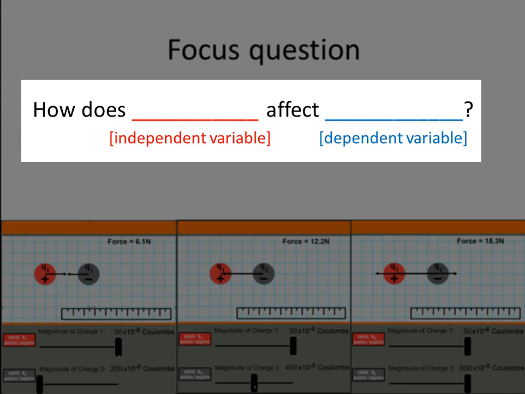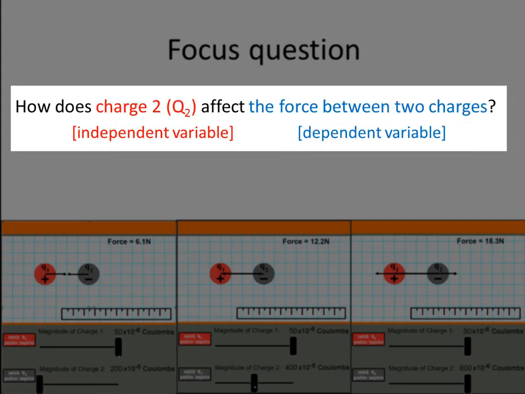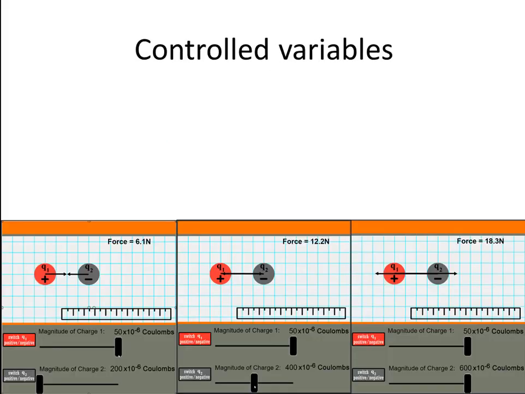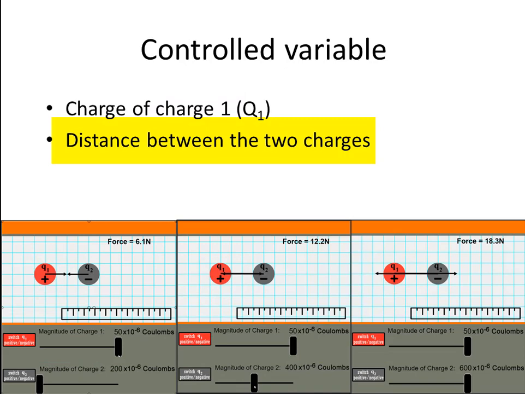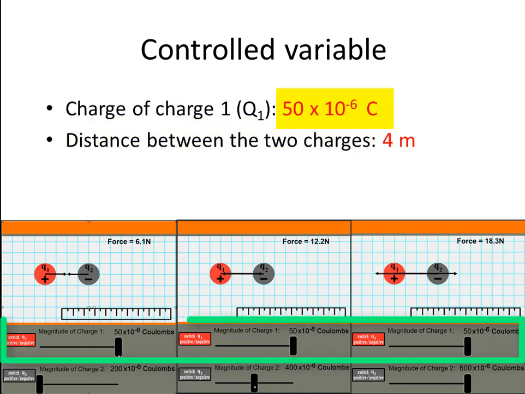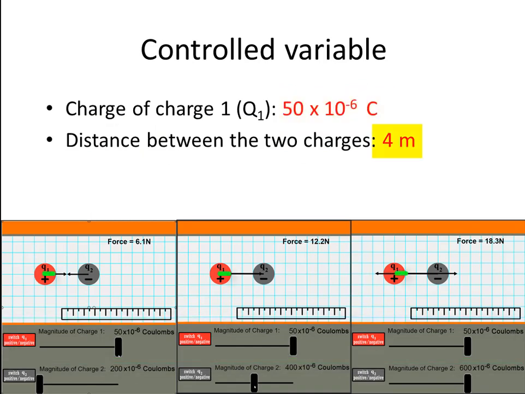First of all, what's the question we're asking? How does charge 2, Q2, affect the force between two charges? Or to be more exact, how does the magnitude of charge 2 affect the magnitude of the force between the two charges? What are we going to keep controlled between the treatments? This time, charge 1's value must be kept constant. And again, we must keep the distance between the two charges constant. I'm going to keep the magnitude of charge 1 at 50 times 10 to the power minus 6 coulombs. And again, I'm going to keep the distance between the two charges 4 meters.